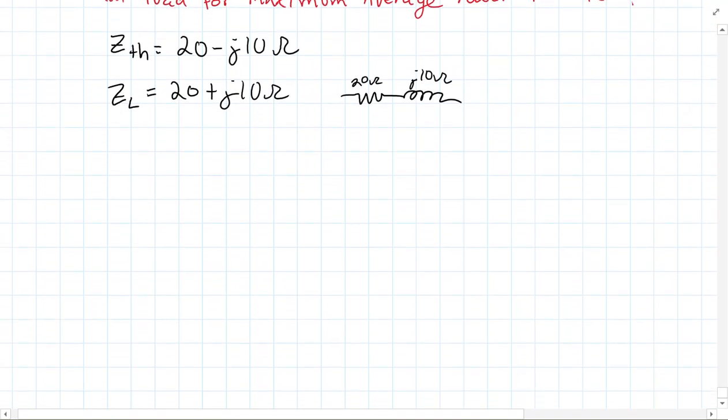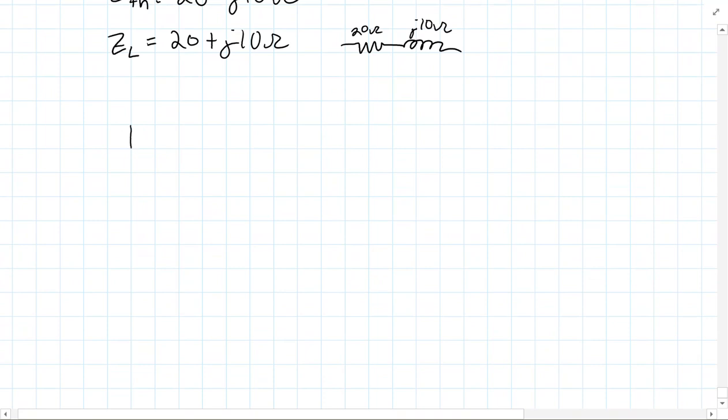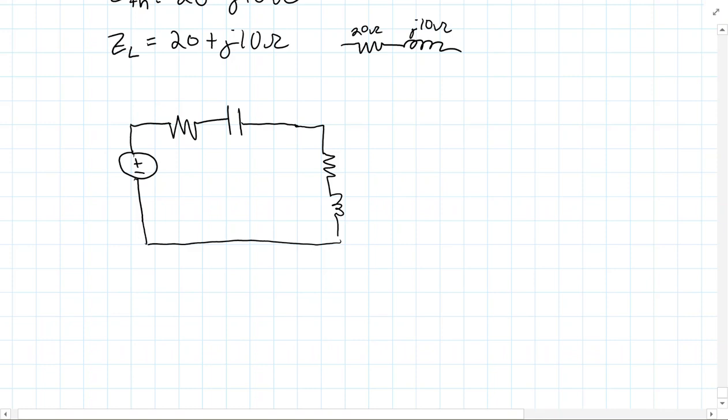So I'll just go ahead and redraw that circuit real quickly, with the load in now. And so this was 10, an angle of 0 degrees, and again this was volt RMS. And this was 20 ohm, minus J10 ohm, 20 ohm, J10 ohm.